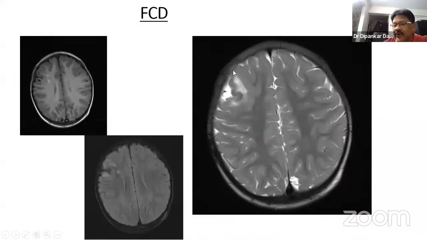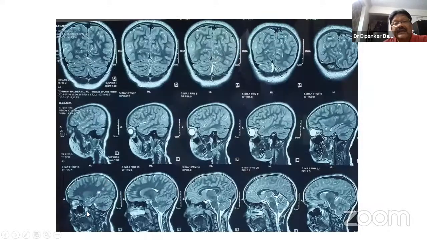And this is a classical type of cortical dysplasia, where there is cortical thickening and subcortical hyperintensities on T2 weighted images, and a prominent sulcus. This is called the bottom of sulcus sign. So this is a classical cortical dysplasia. This is T2 weighted and FLAIR, where you can see it better. Here also there is a focal cortical dysplasia.